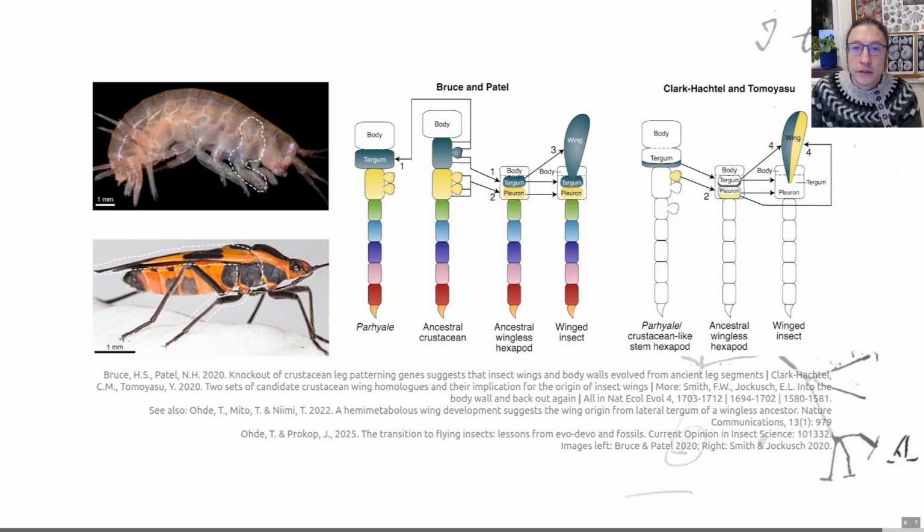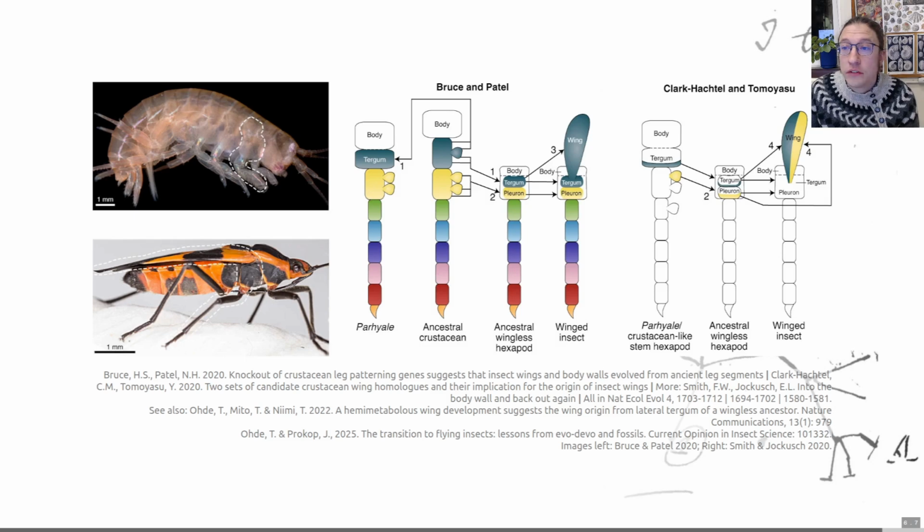They also agree, both of these papers, that the wing incorporates body wall components that are derived from crustacean legs. So in both of these papers, we've got this picture of a multi-segmented limb and a segment becoming part of the body wall, and eventually that developing into a wing, which is a huge step forward from what we thought about the origin of wings before this point. As shown on the right-hand side here, they differ in the details. They disagree over precisely which element then went on to evolve wings.